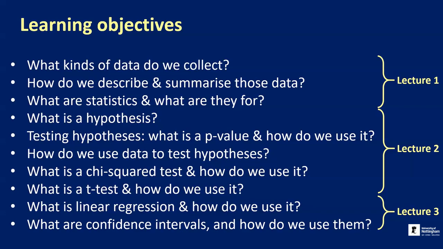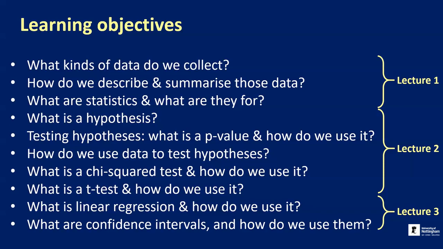Then we're going to go on to look at actually testing hypotheses with data sets, and then we're going to look at some different types of tests that you might encounter. And these might be familiar to you, especially if you've done A-level stats, but even elsewhere you might have encountered, for example, the chi-squared test, a simple test we're going to look at in lecture 2, and the t-test, another simple test. We're going to look at how to do them, what they mean, what they're for.